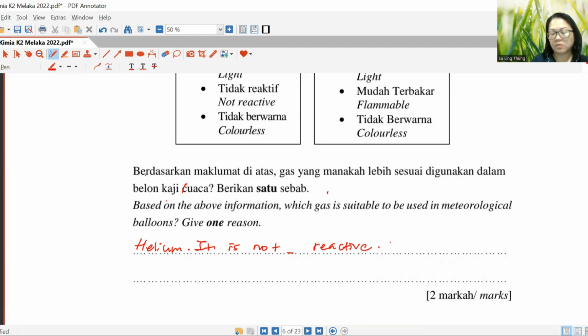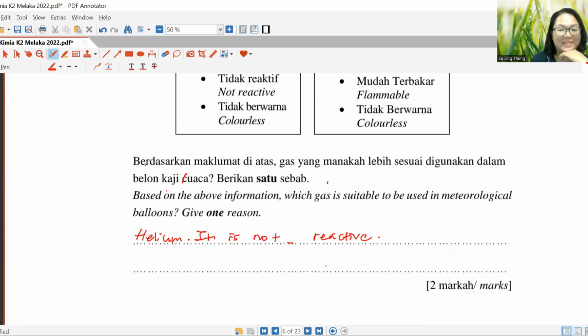Sometimes your answer can be short and sweet. Keep it short and sweet, because when you start to lengthen your sentences, it will sometimes make your answer look wrong.